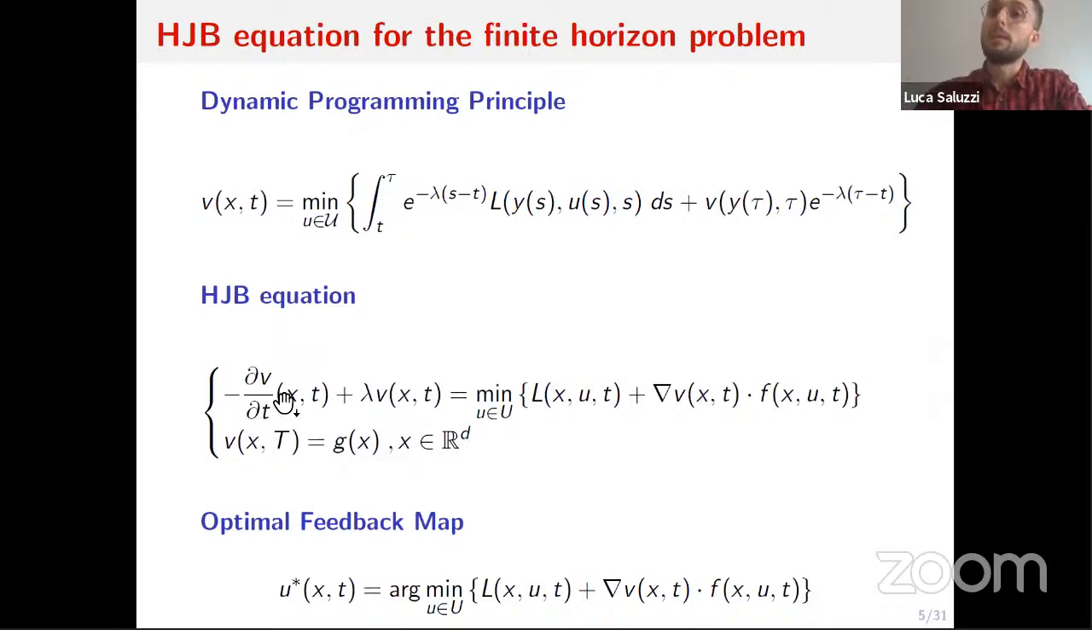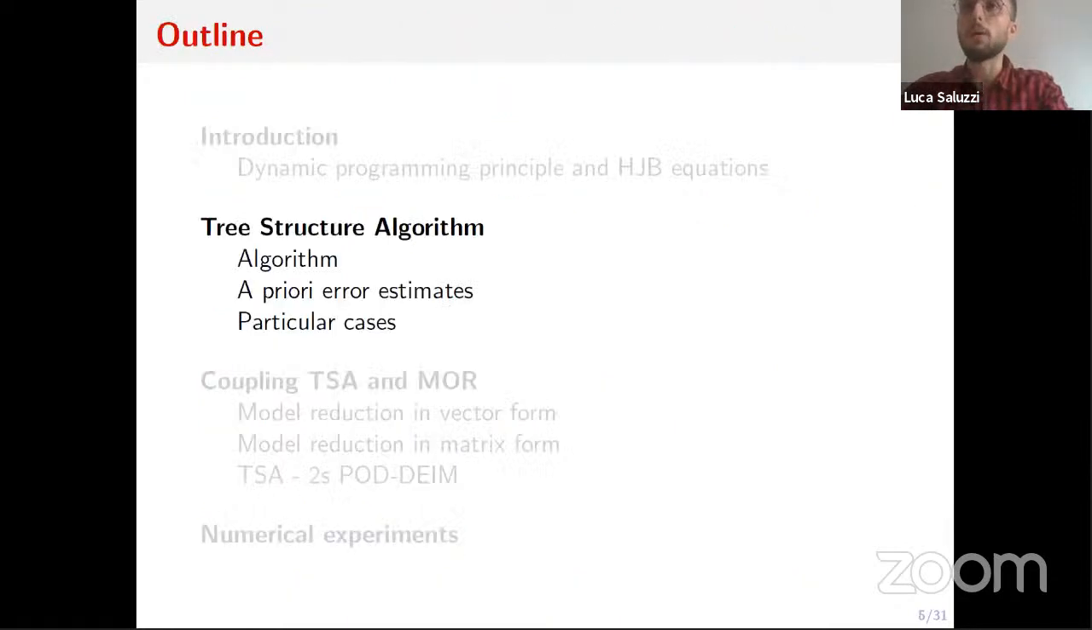Then, given the value function of the Hamilton-Jacobi equation, we can recover the optimal control by computing the argmin of the right-hand side. So we compute the value function, we compute the gradient, and then we can compute the argmin. We compute the optimal control, and using it in the dynamical system, we obtain the optimal trajectory. And we can say that the optimal control problem is solved, is complete. Okay, so this is the introduction.